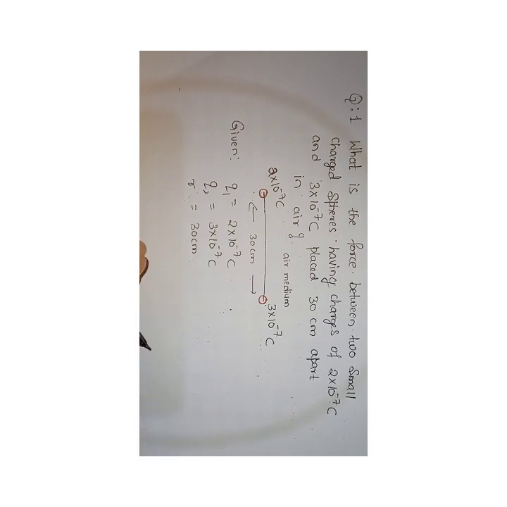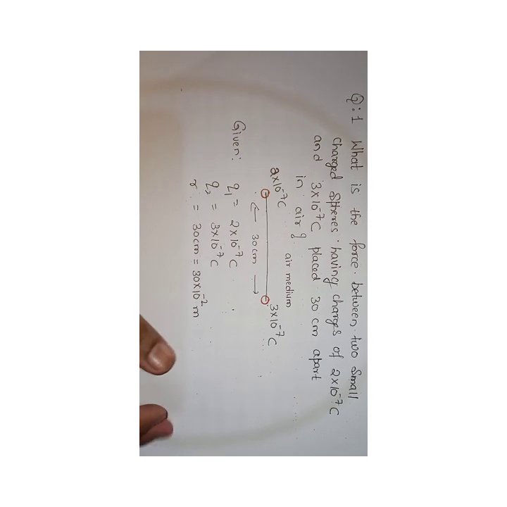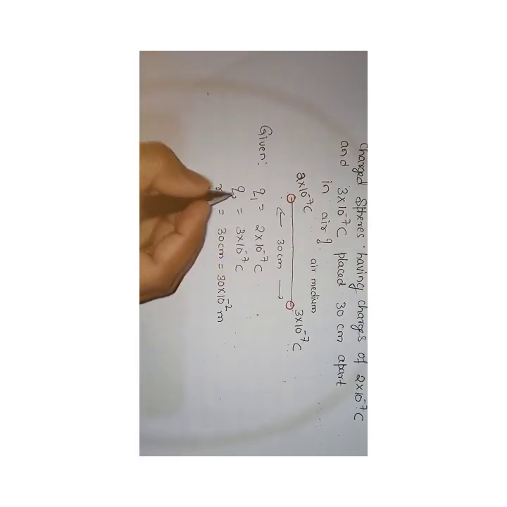See here, another step you have to do is check whether all are in SI unit or not. Charge is in SI unit, whereas distance is not in SI unit. So you must convert it into SI unit. Centi means you multiply it with 10 raised to minus 2, and what is remaining there? M. Very simple. Now, what are they asking you to find? The force between these two.